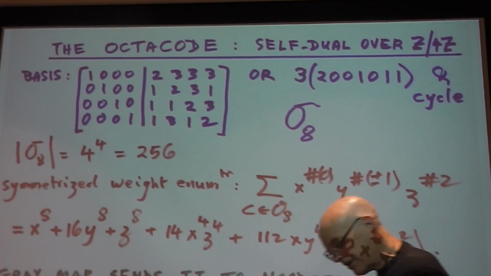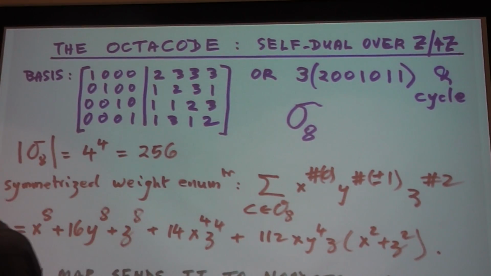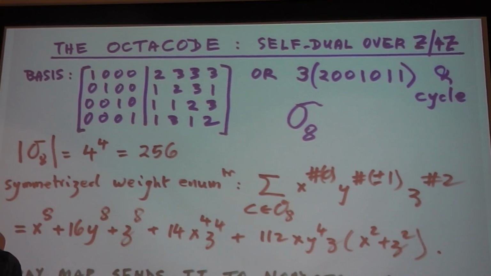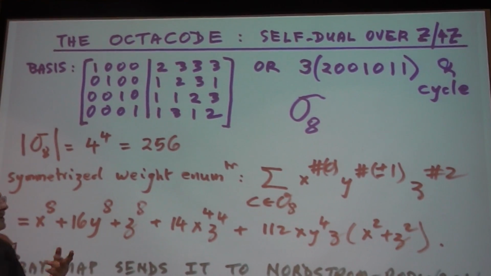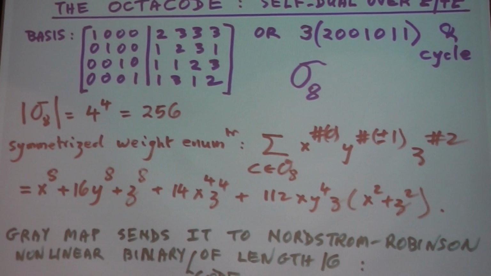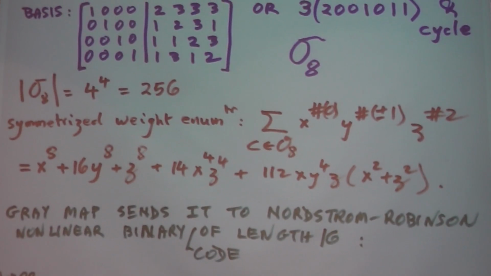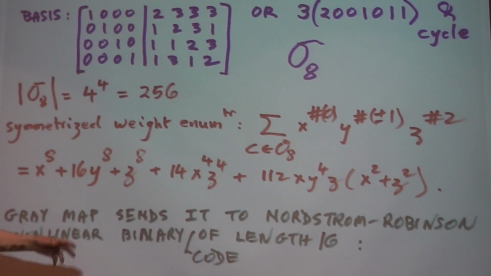This is a code I already knew about. In fact, that's how I discovered it. It comes up in looking at one of the Niemeier lattices in 24 dimensions, one of the 23 Niemeier unimodular lattices in 24 dimensions.